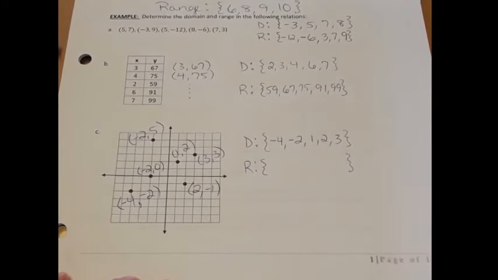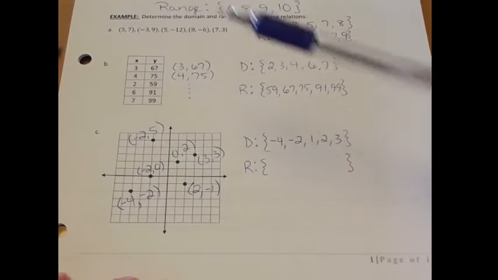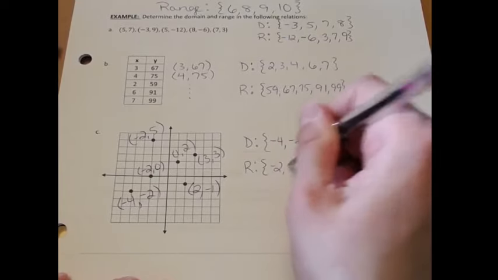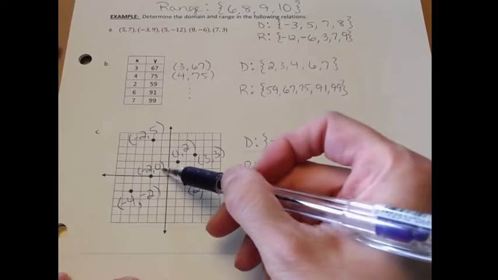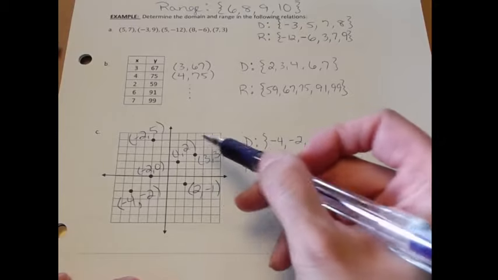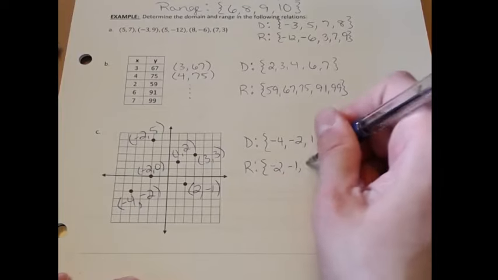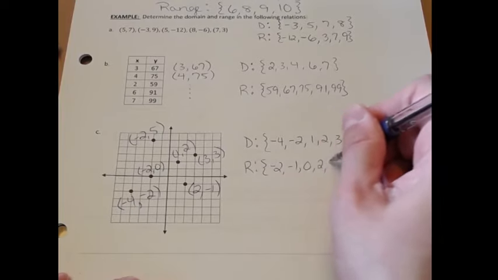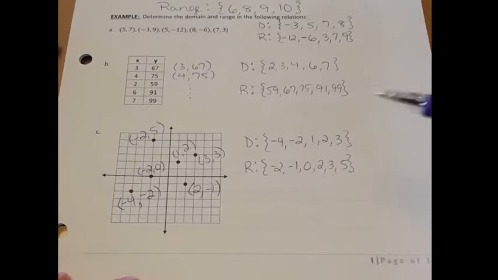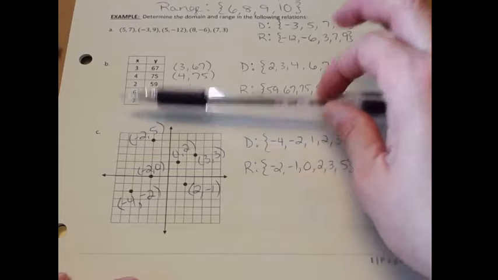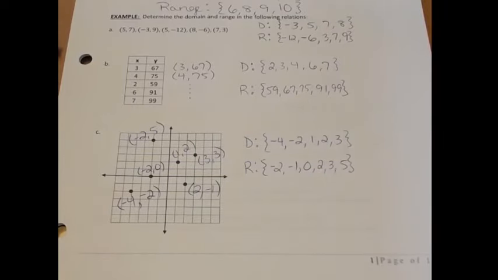Let's take a look at our values in the range. Always start from lowest to highest. So the lowest value is -2, then -1, then 0, then 2, then 3, then 5. So -2, -1, 0, 2, 3, 5. Notice that as we move up, we're able to identify all the y values in increasing order. Beautiful. Let's turn the page when you're ready.